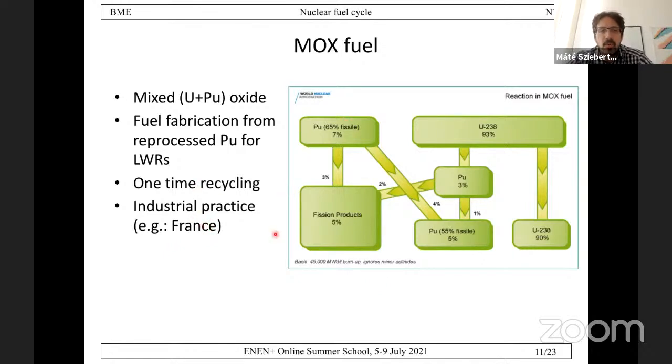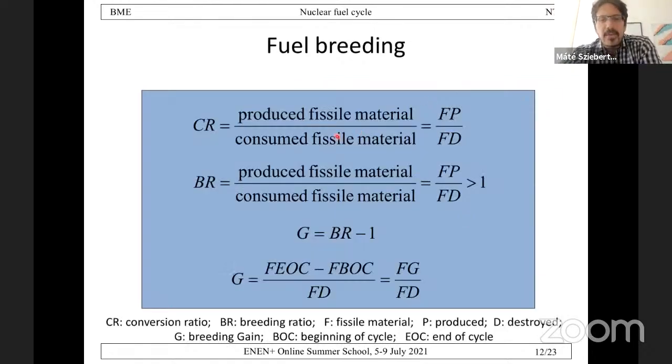So this is a so-called one-time recycling. And the problem is that the fissile material content decreases. You cannot reuse it anymore. You cannot really recycle it again and again with this kind of technology. So what happens, I mentioned this conversion, and you can describe conversion with the conversion ratio, which is the produced fissile material per the consumed fissile material. And this is smaller than 1, as we could see in this case.